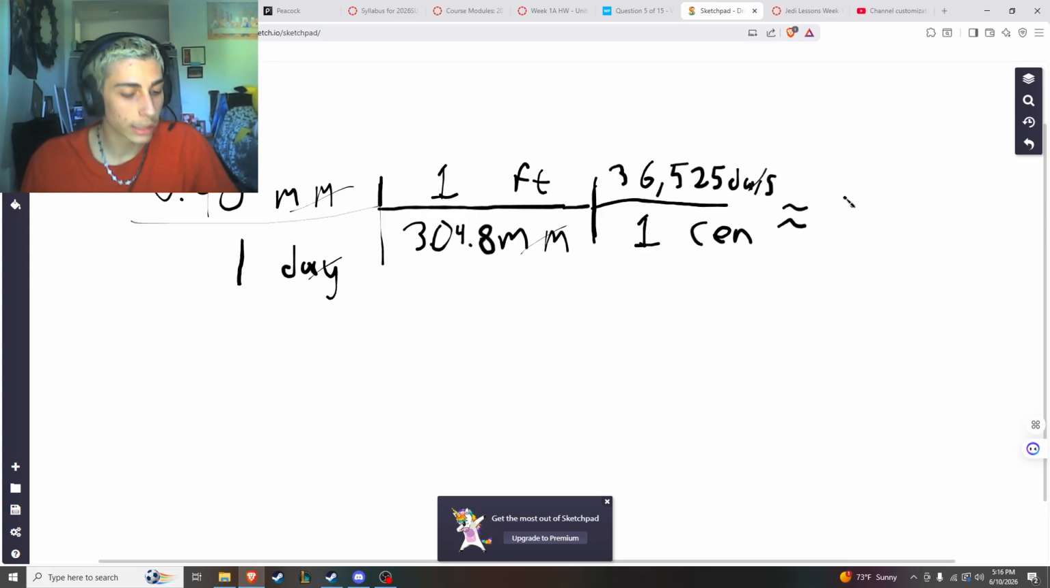Use this little squiggly line. I don't know where my calculator is. I lost it in my room. My room's a mess, so I'm just going to use my phone to use the calculator.